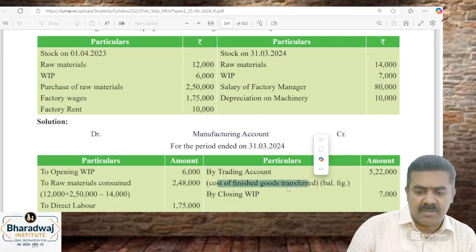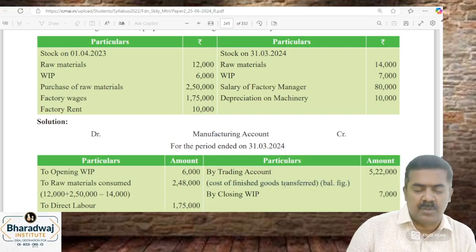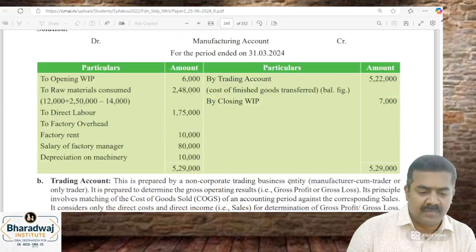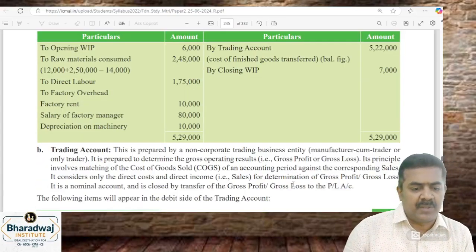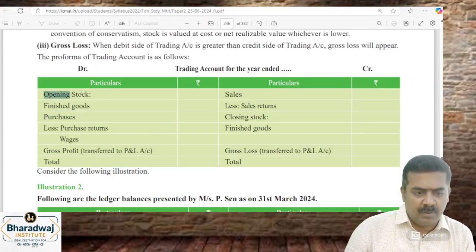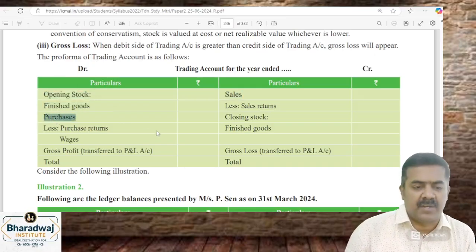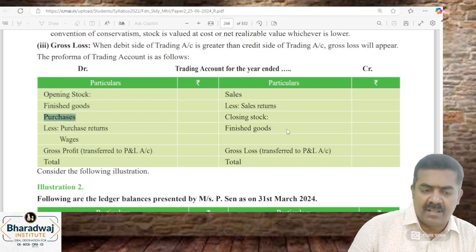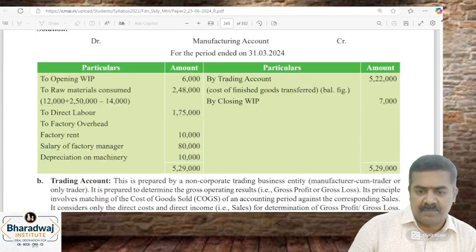So the purpose is to find out the cost of goods manufactured and transfer it to the trading account. Then manufacturers prepare the trading account, where opening stock of finished goods and purchases appear if it is for a trader. If it is for a manufacturer, it is this one.